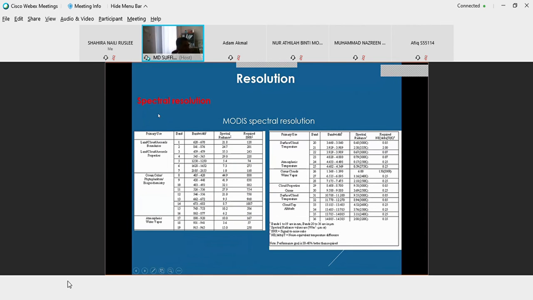Okay, this one is the spectral resolution for MODIS ni yang saya tunjukkan tadi. So kalau you nampak kat sini, katakan untuk ocean color, phytoplankton and biogeochemistry, the band 8, the spectral range is between 405 to 420. So the spectral interval is about 15 nanometer.